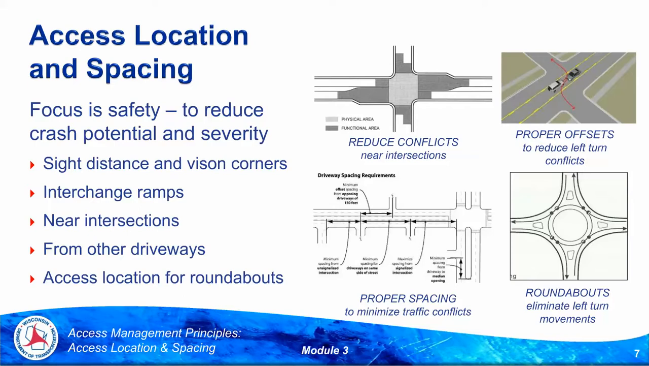Sight distance and vision corner factors. Access spacing and placement should provide adequate sight distance, obviously. Sight distance has three factors: stopping sight distance, passing, and intersection sight distance. This gives us our corner clearance for minimum location of a driveway to an intersection, and also dimensions for vision triangles.